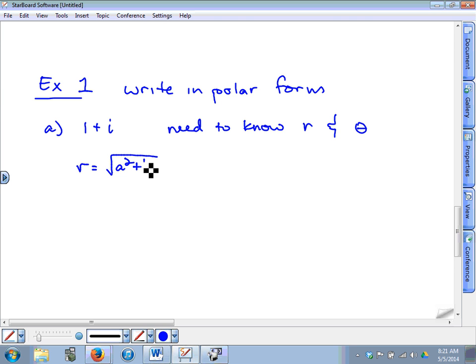So r is equal to the square root of a squared plus b squared, and tangent of theta is equal to b over a. So those are two things we've got to do. Figure out the value of r, figure out the value of theta using these formulas. These are exactly the same formulas, really, as the ones from section 8.1.